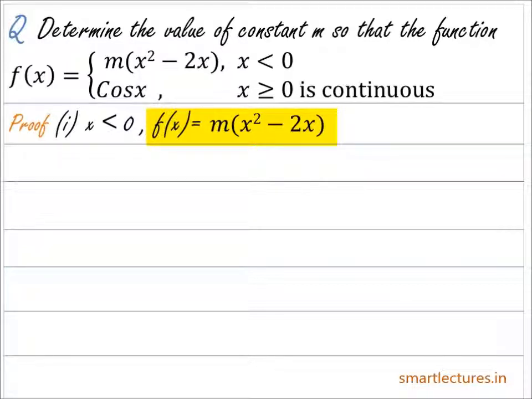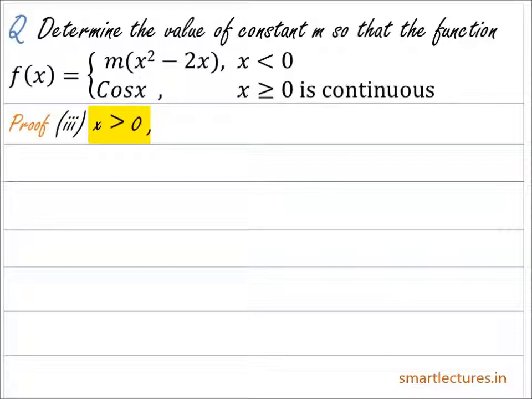Now m is a constant and m x² − 2x is a polynomial function, and every polynomial function is continuous in its domain. So that means f(x) is a continuous function for x < 0. And also if x > 0, then in that case f(x) = cos x, which is also a continuous function in its domain.